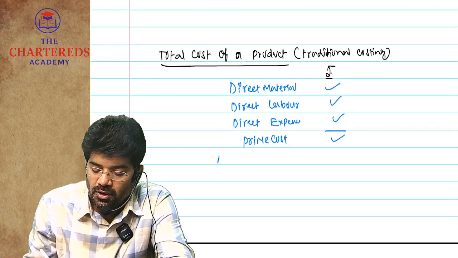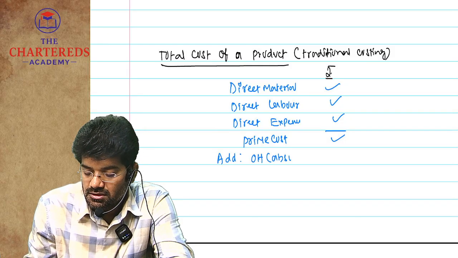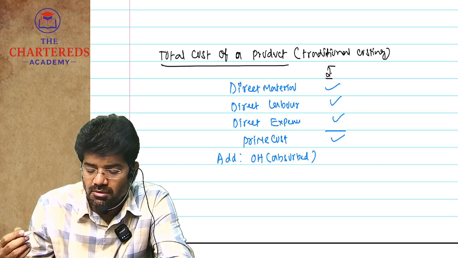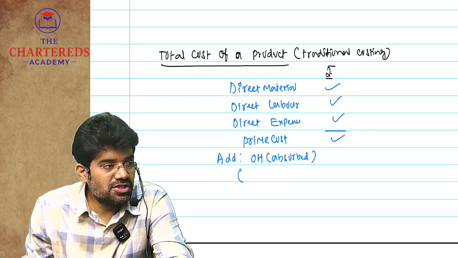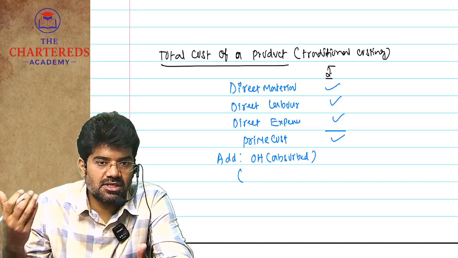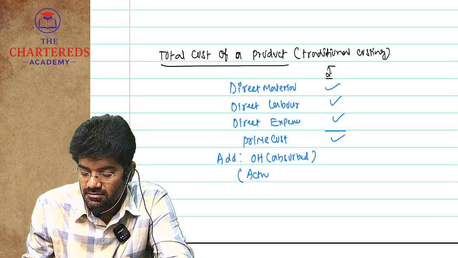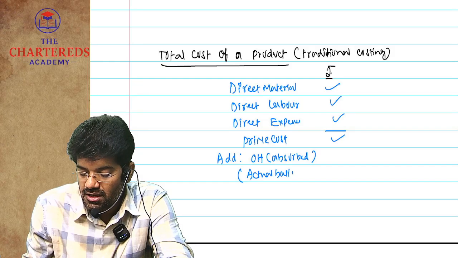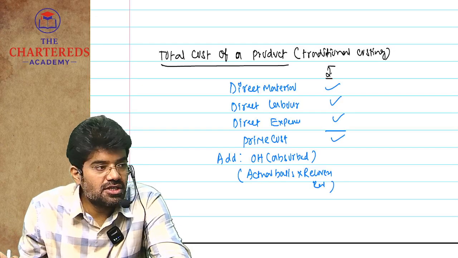Now overheads were absorbed. So how did we used to absorb, taking a basis? Say for example, if you have taken machine hours, then what is the actual machine hours consumed into the recovery rate? Actual basis into recovery rate. This is how we used to do it under traditional costing.